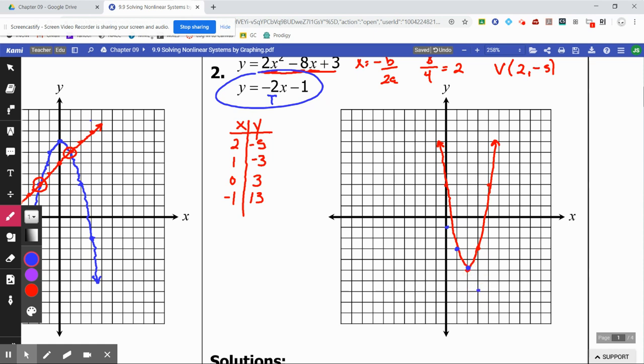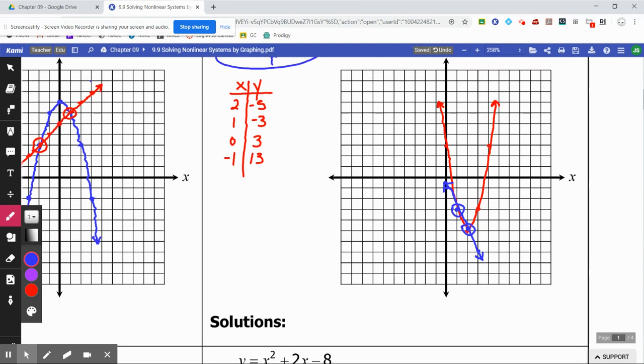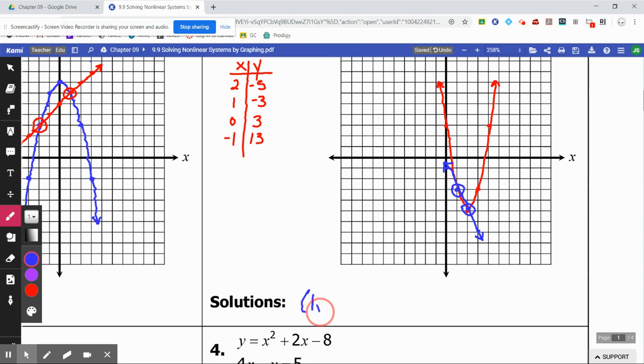So therefore, when I draw my line, my points of intersection are here and here. That's the common points. So that would be located at 1, negative 3. And the second point of intersection is my vertex there, which was at 2, negative 5. So there's the two solutions, and you can plug those in to check them.